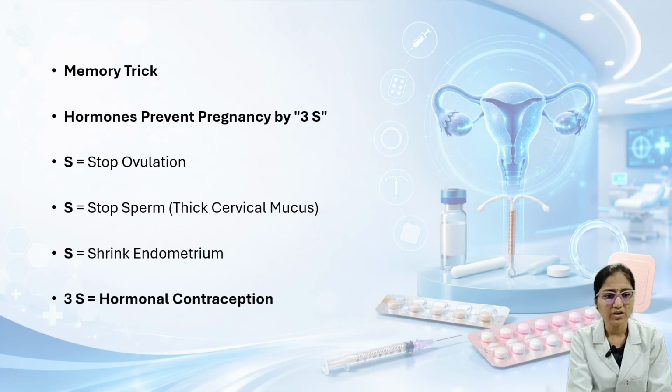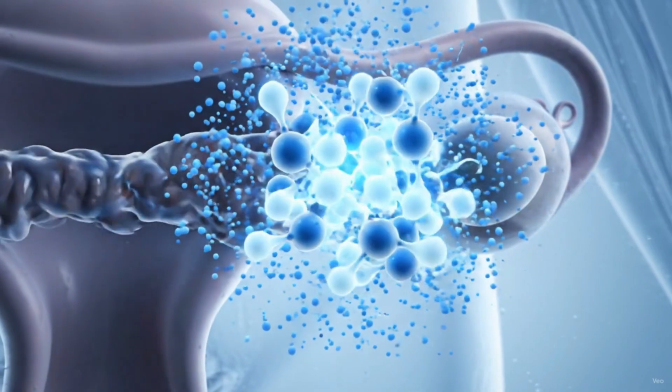Memory trick: we can remember that hormones prevent pregnancy by 3 S. Stop ovulation, stop sperm by making thick cervical mucus so sperm cannot swim easily, and shrink endometrium. 3 S equals hormonal contraception. Stop ovulation, stop sperm, and shrink endometrium, that is, thin endometrium, so implantation becomes difficult.